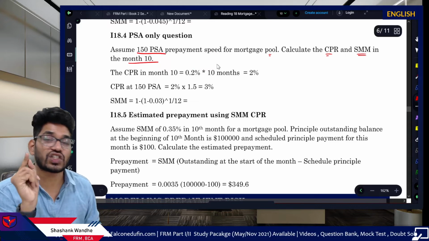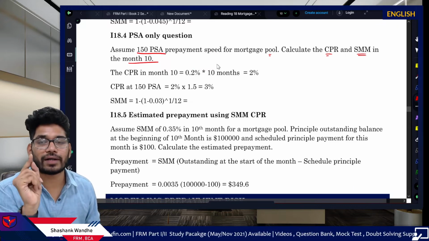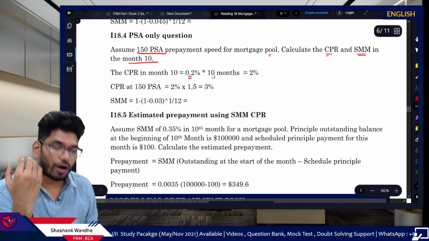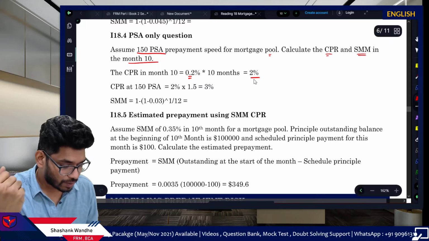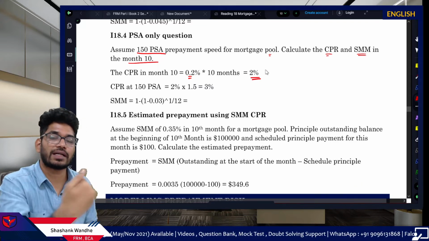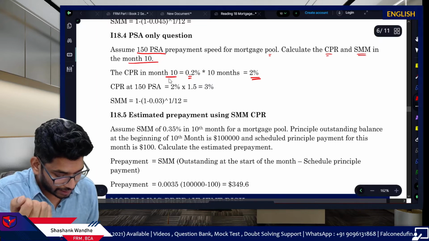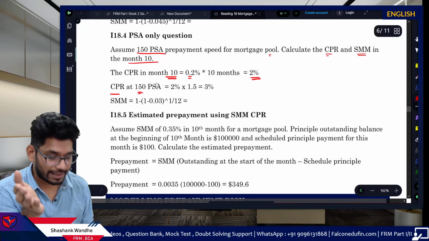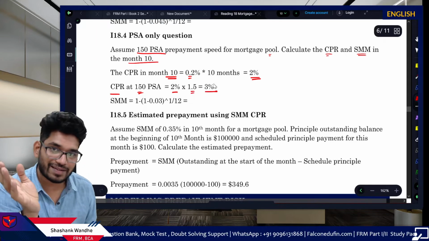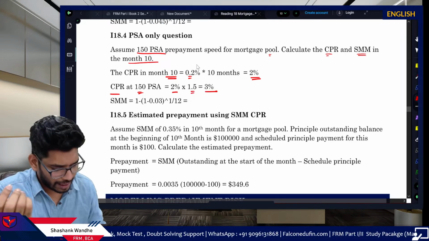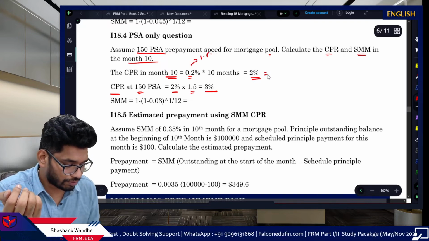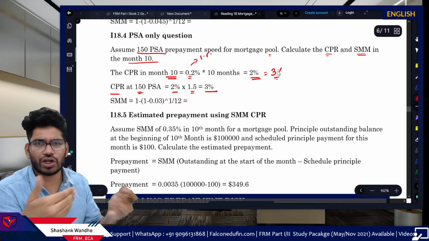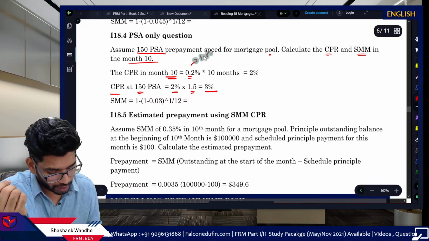Remember, for the first month, your conditional prepayment rate is 0.2%, right? Obviously, at the end of 10 months, this will be 2%, 0.2% multiplied by 10. So in the 10th month, CPR is equal to 2%. CPR at 150 PSA, 2% multiplied by 1.5, is 3%. Now, if you first multiply by 1.5 here and then multiply by 10, you will also get 3%. So the result is the same here. You don't have to bother about it.